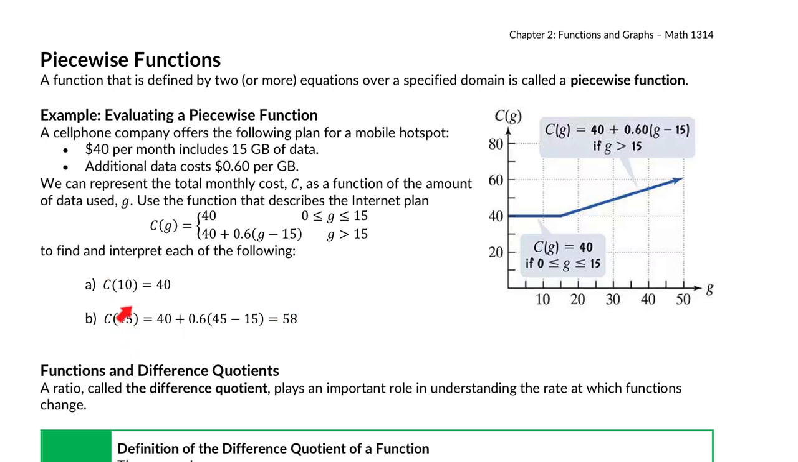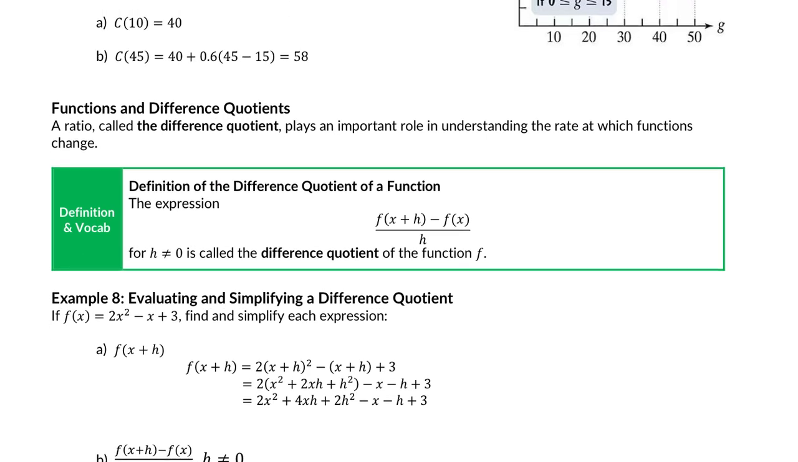So when I'm asking you to evaluate them, you have to decide whether you plug it into the top or into the bottom. And it has to do with what number I'm asking you to solve. 10 is between 0 and 15. 45 is bigger than 15. Yes? That's a piecewise function. They're Frankenstein graphs. The last little bit here is called the difference quotient.